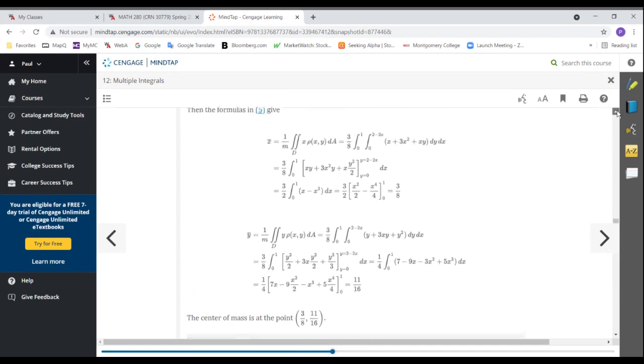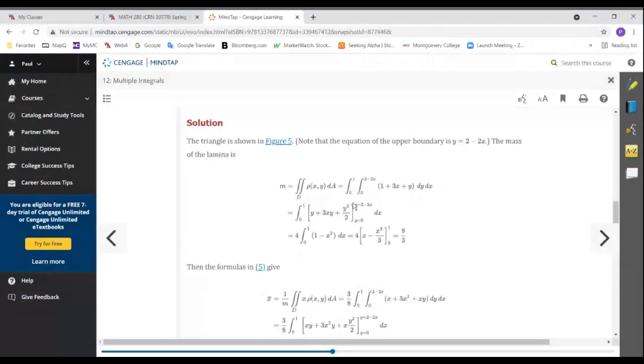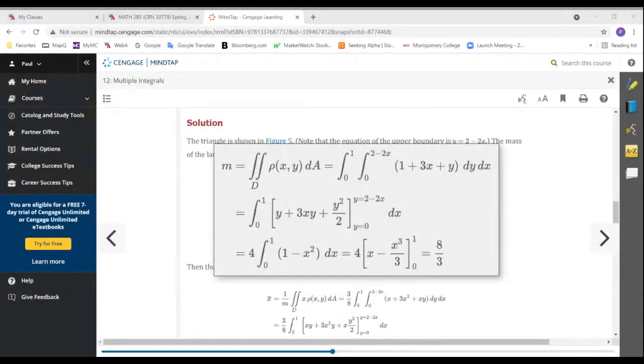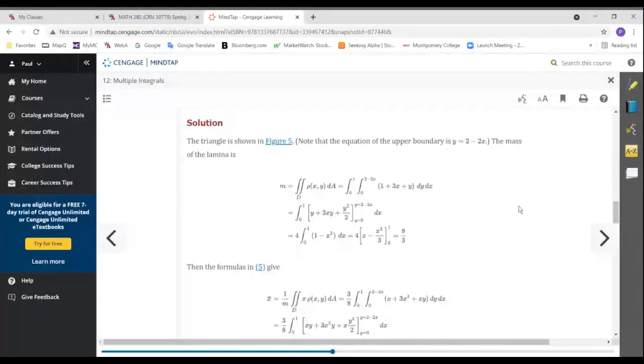So they go ahead then, and right away they compute the mass. Here are your limits, and they do dy dx. They're treating that triangular lamina as a type 1 region. You get 8/3 for your mass. Are there any questions so far? Okay, well, let's continue on.